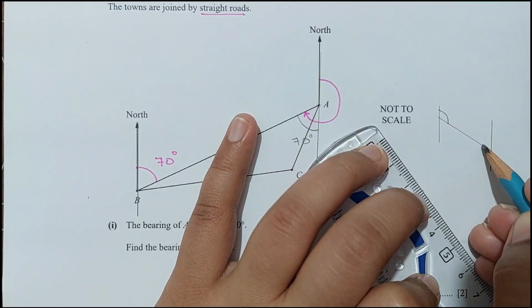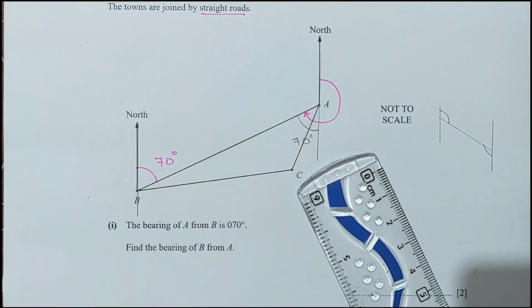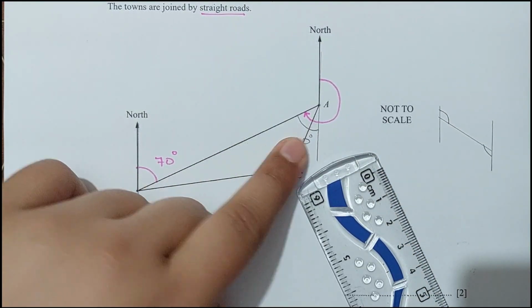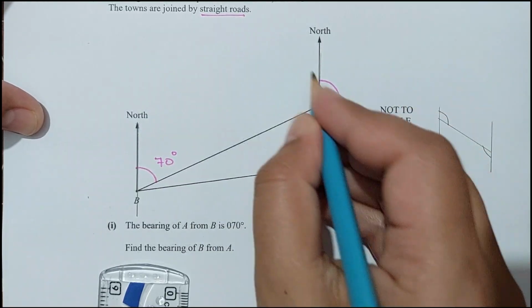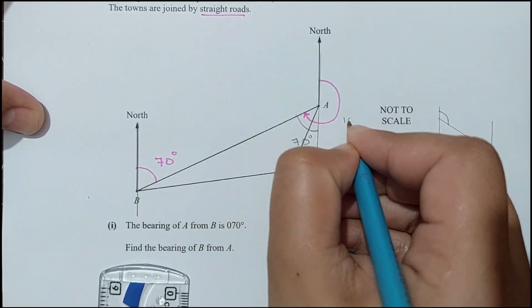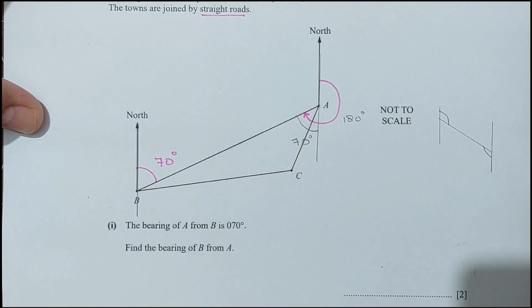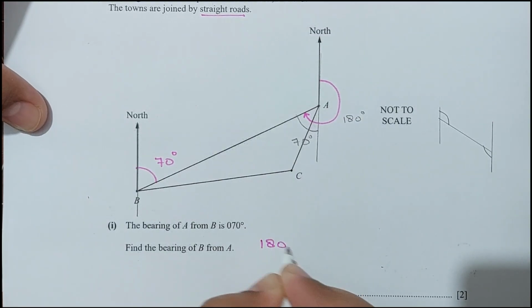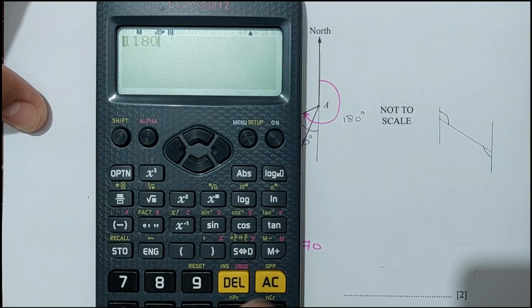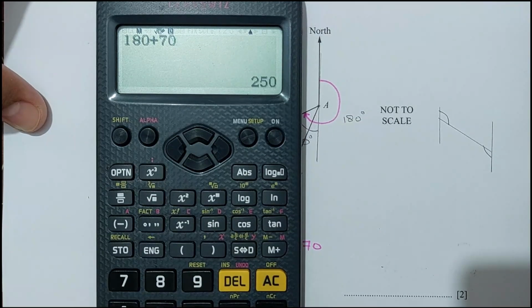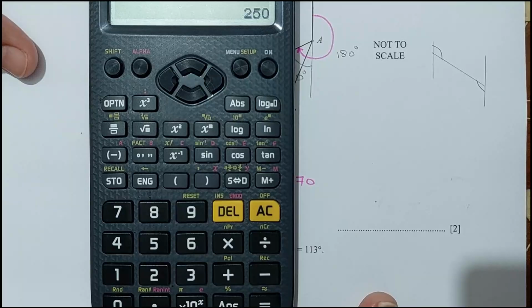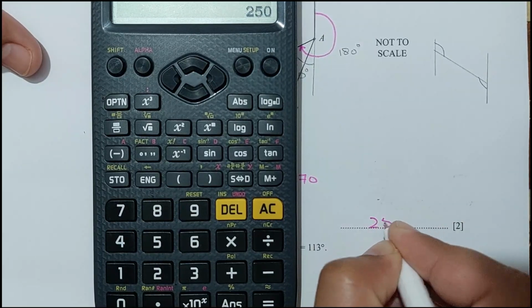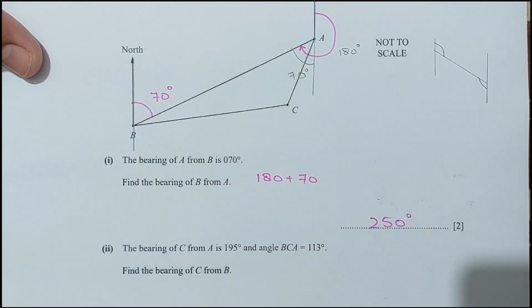So this angle and this angle, these two are alternate angles and they are equal. So this angle is 70, this angle is also 70. And the straight line is 180 degrees. So what would be the bearing? The bearing would be 180 add 70. 180 plus 70, this would be 250 degrees. 250, that would be the bearing.